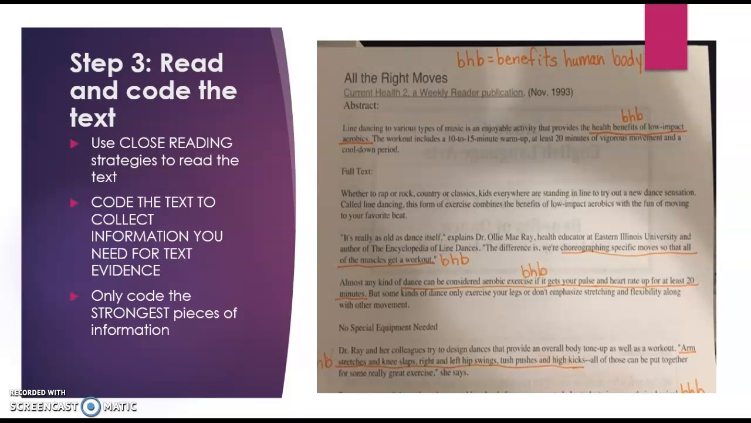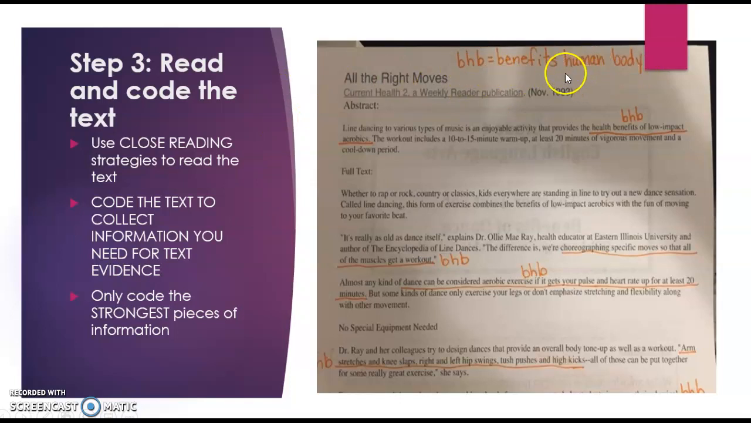So as I'm reading, in my brain, I'm having a conversation with myself and I'm saying, is this a strong piece of information that will help support my topic? If it's not, I'm not going to code it, even if it is something that tells me how dancing benefits the human body. If it's not strong and it doesn't give me clear and strong information about my topic, then I'm not going to code it. So the code that I decided to do was BHB, benefits human body.